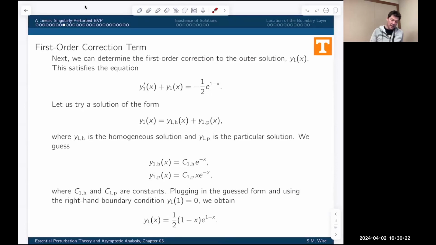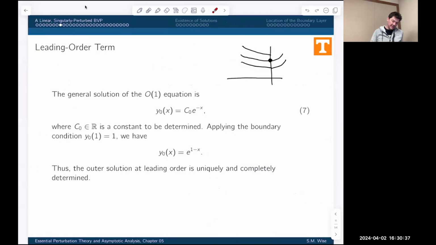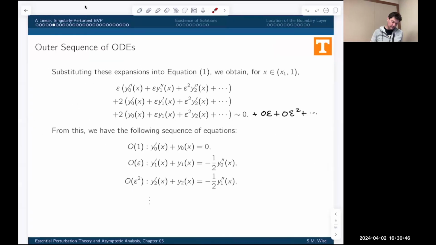So that's the y1 term. That satisfies the following equation: y1 prime plus y1 equals minus 1/2 e to the 1 minus x. So where does this come from? Well, we have to take two derivatives of this guy, minus 1/2 y0 double prime x.